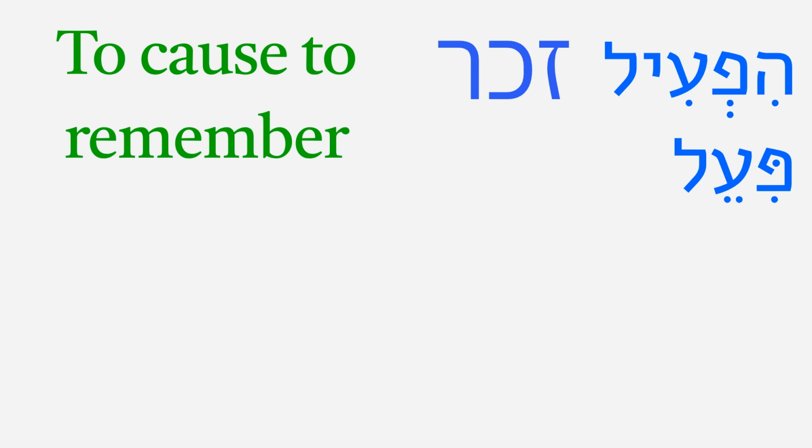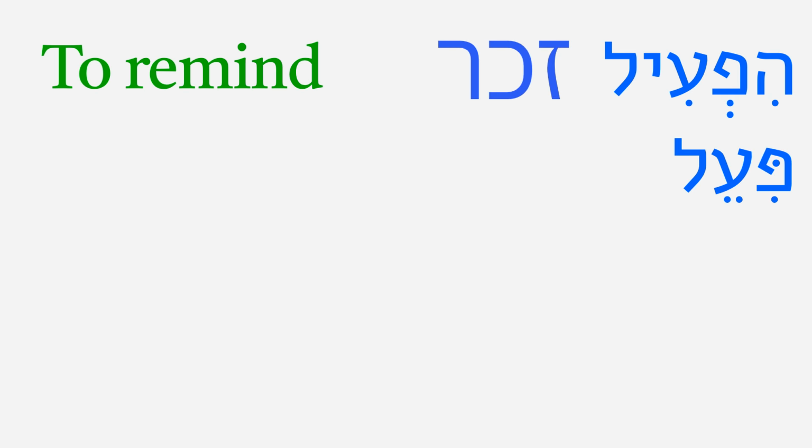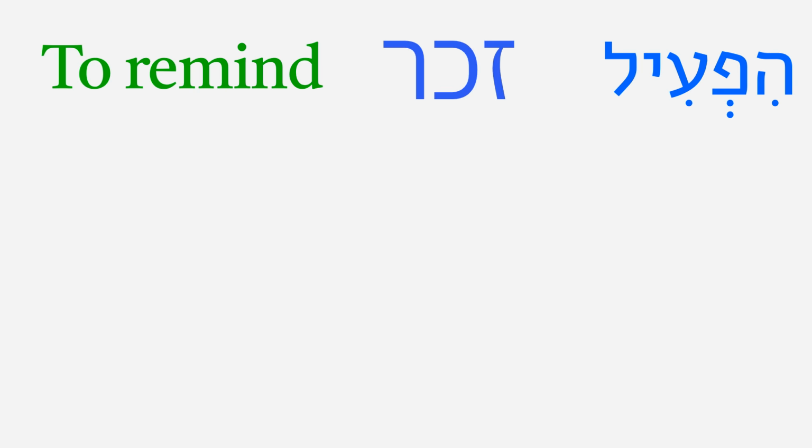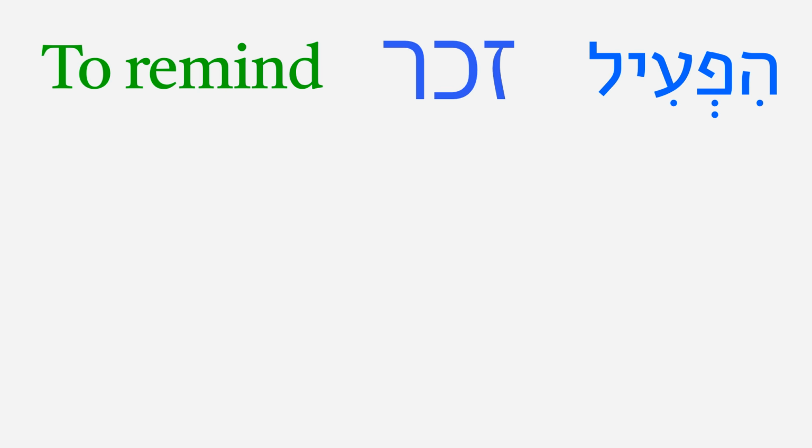That means if we put the root zayin, kaf, resh in a causative binyan, that verb will mean to cause to remember, which in other words would be to remind. This particular root does not use the pi'el to make this causative verb. Instead, it will use the hifil. So let's learn how to make the regular hifil infinitive to remind with the root zayin, kaf, resh.